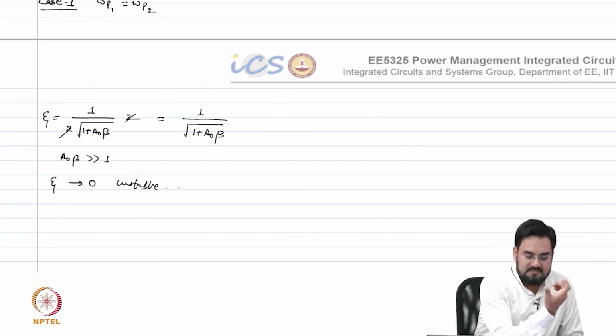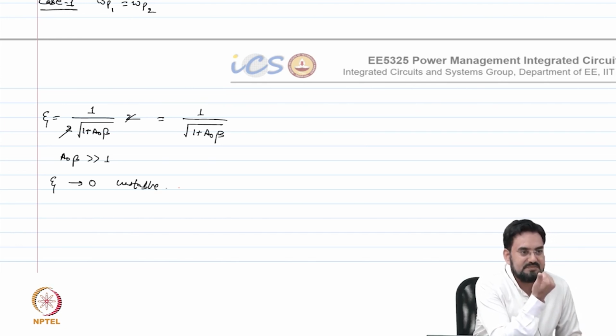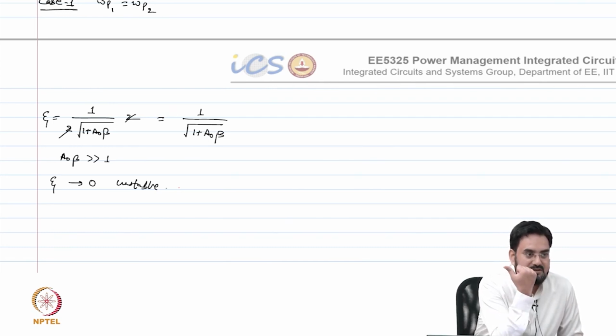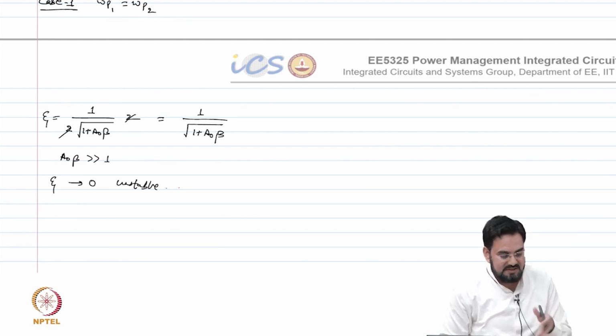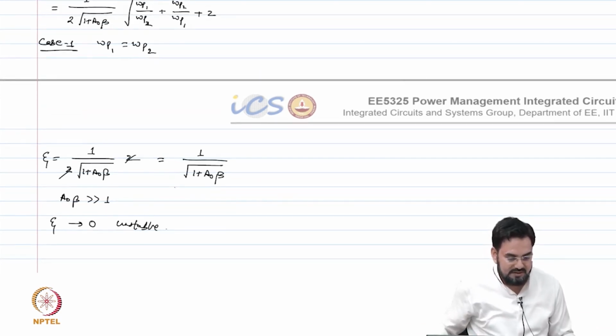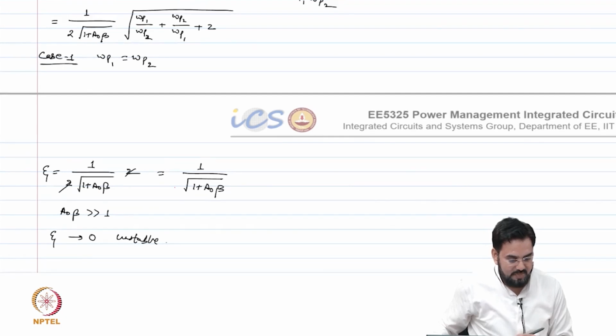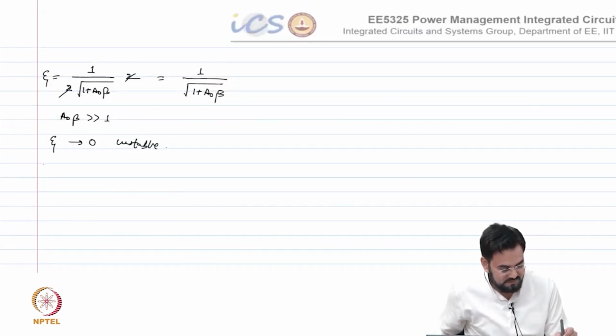And we already saw that even if you keep your second pole at UGB, and UGB is basically A times your first pole, which means gain times your first pole, you get 45 degrees phase margin, which means if you move the second pole at the omega p1 or first pole, so both poles are inside your UGB, and we know that system will become unstable, and that is what is happening here. Okay. Let us take the case 2.